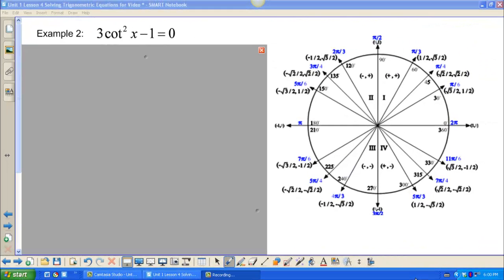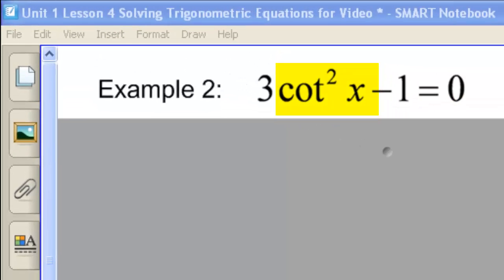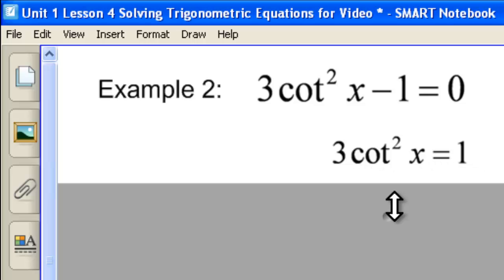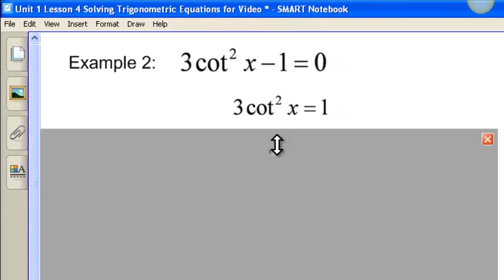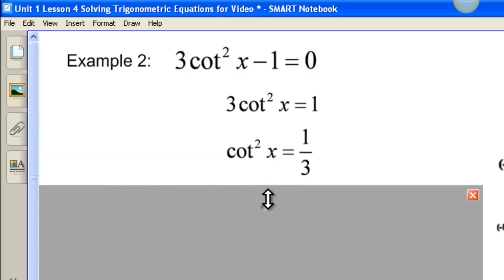So in this problem, 3 cotangent squared x minus 1 equals 0. I want to isolate the cotangent squared of x before I can do anything else. So I'm going to go ahead and add 1 to both sides, which is going to yield 3 cotangent squared x equals 1. Next, I'm going to divide both sides by 3, yielding cotangent squared x equals 1/3.